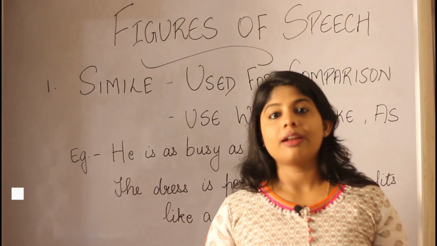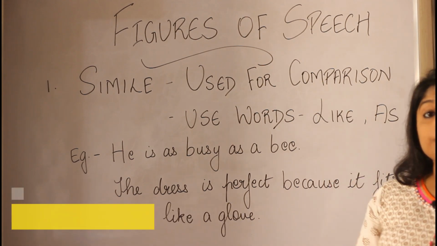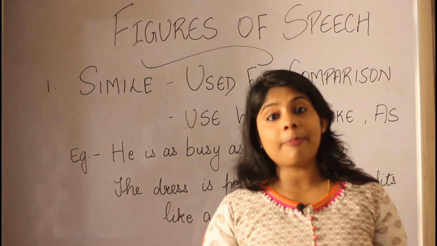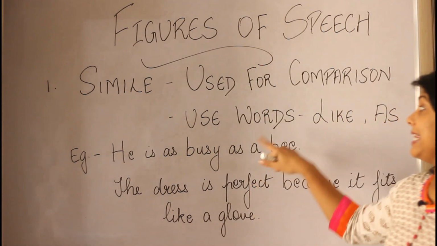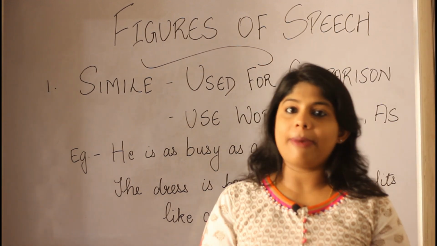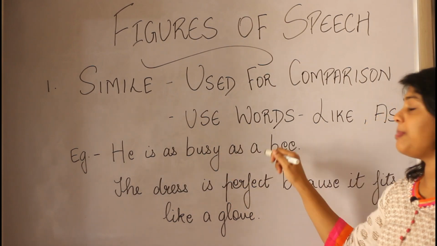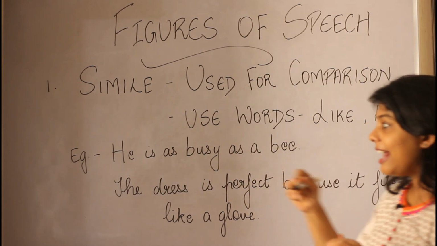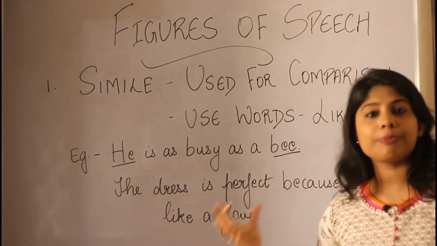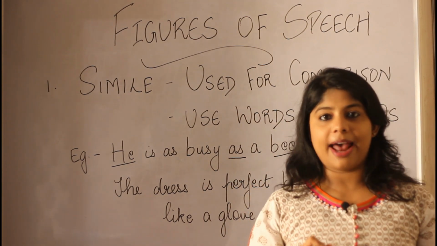The first one, simile. A simile is used to make a comparison between two unlike things in an interesting way. To make this comparison, it uses words like or as, which is used in a sentence to make the comparison. Now, for example, he is as busy as a bee. Here, he is compared to a bee who is always known to be busy. And here we have used the word as to make the comparison.